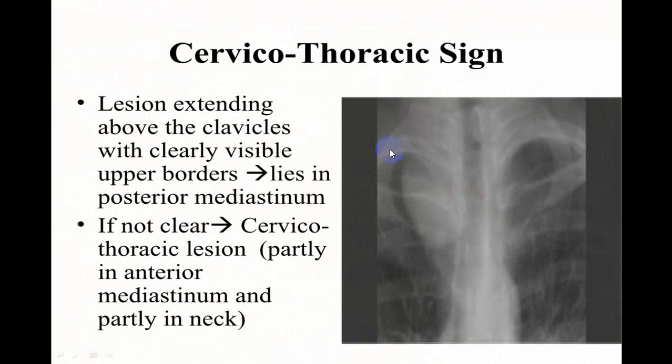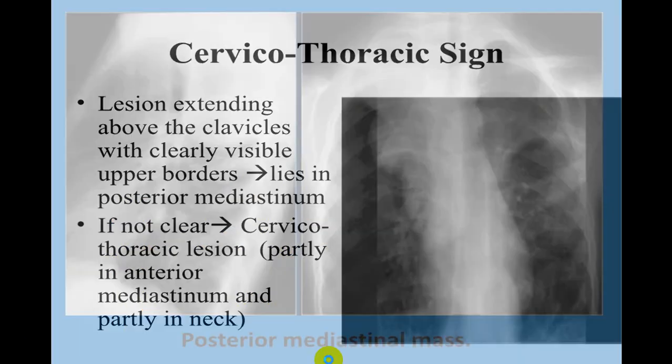So this is typical. You can see that this particular mass, this is a clavicle, this is extending up, this particular shadow. So this is arising from the neck region, and it is in the posterior portion, and very commonly it is a thyroid goiter which is extending there and lies in the posterior mediastinum. So if not clear, then cervicothoracic lesion partly in anterior mediastinum and partly in the neck. So that particular can happen in a cervicothoracic sign.